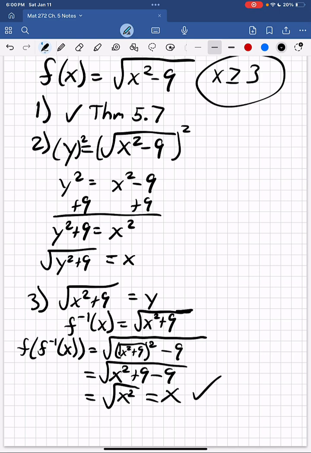Now I want you to verify it in the other direction, and it should work just fine. That is for you to do. But this concludes section 5.3.